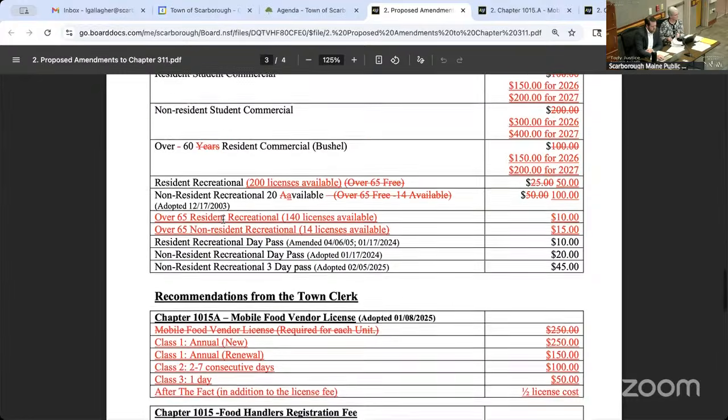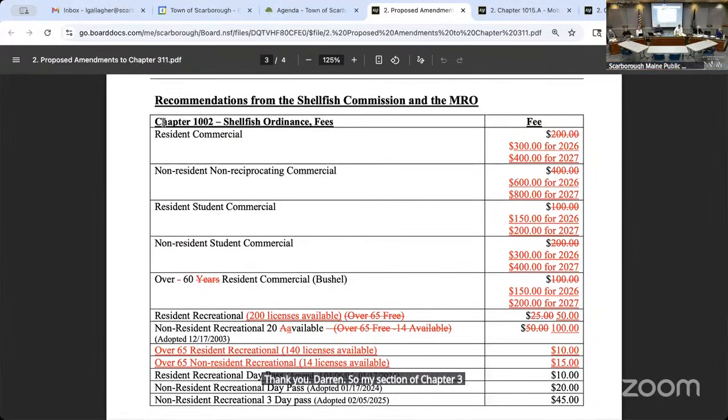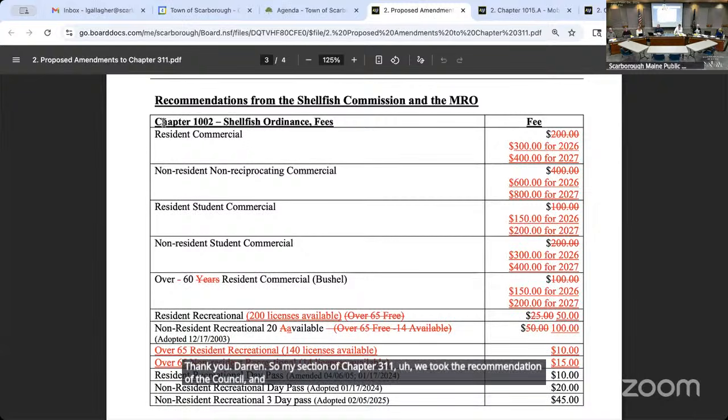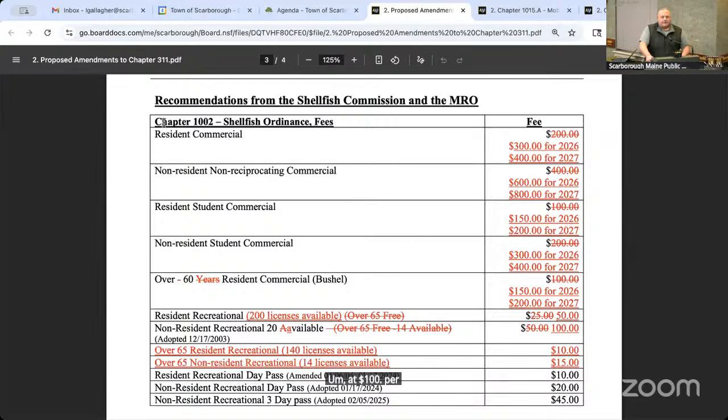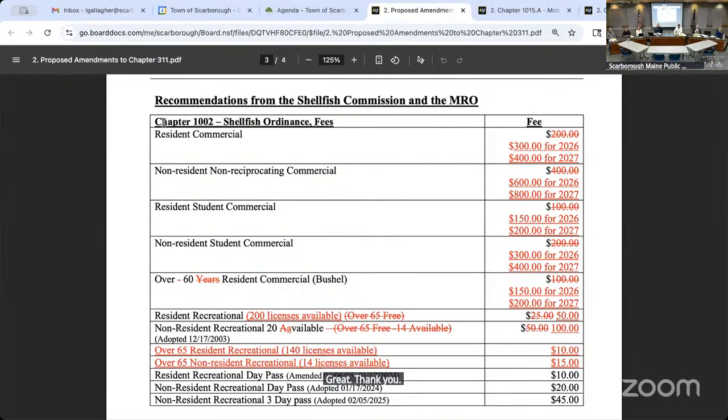Thank you. Darren? So my section of chapter 311, we took the recommendation of the council and we have graduated the fees at $100 per year to get to where we need to be on the state average. And other than that, everything remained the same. Great, thank you. Any public comment on this one?